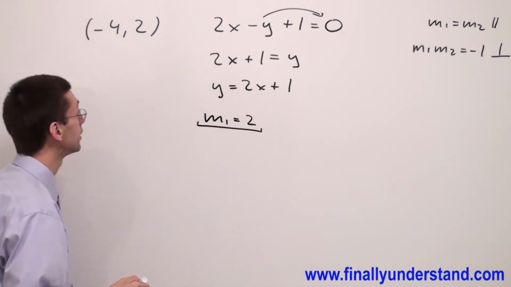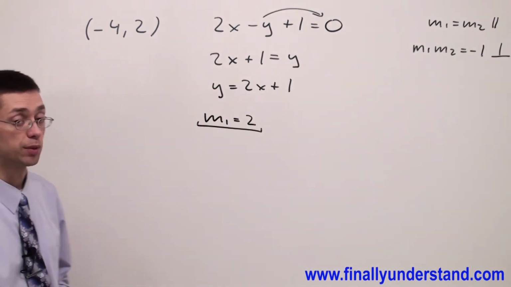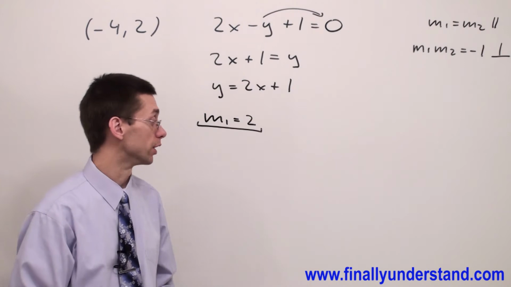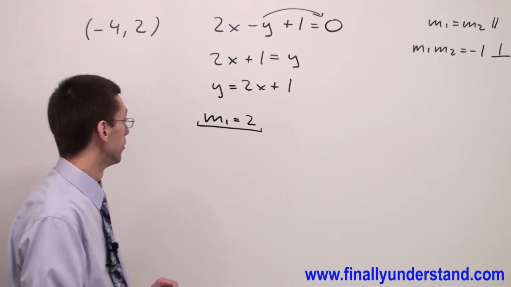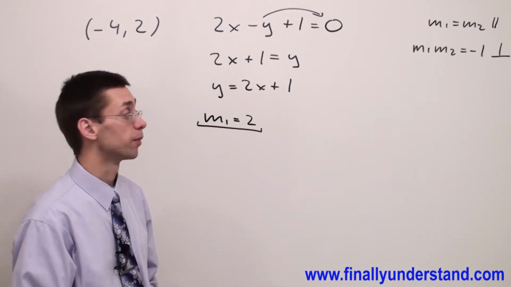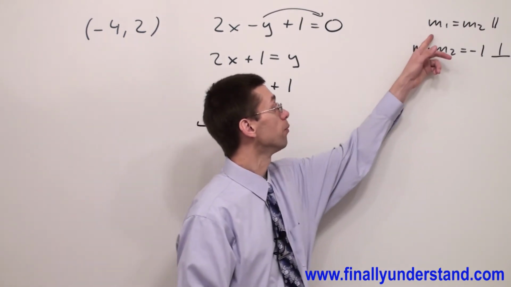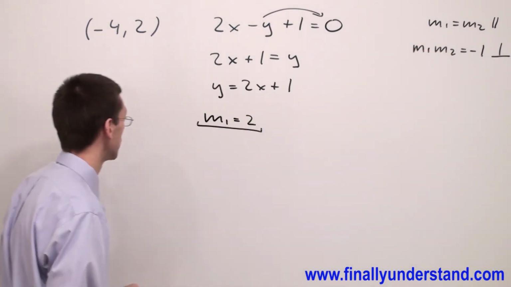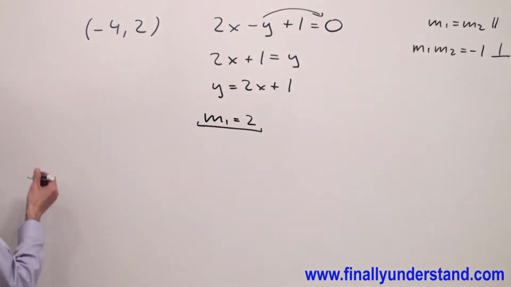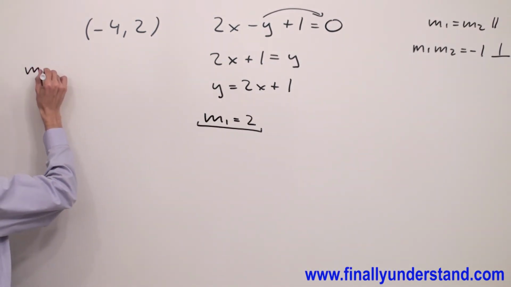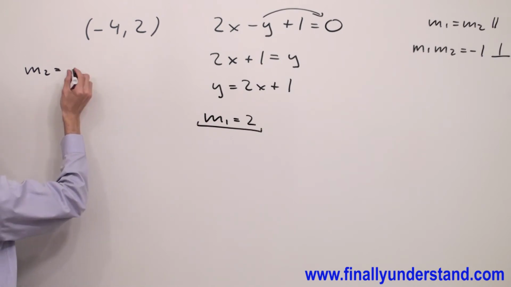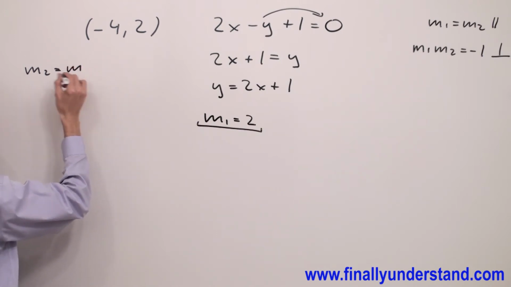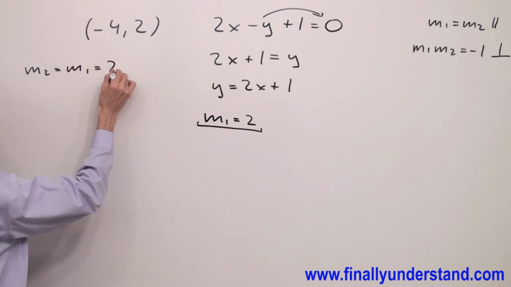Now, we said that the lines must be parallel. So in order to make two lines parallel, you're supposed to make sure that m1 is going to be equal to m2. So what I'm supposed to do right now? I'm supposed to realize that m2 has to be equal also 2, right? So I can say m2 is equal m1 is equal 2.